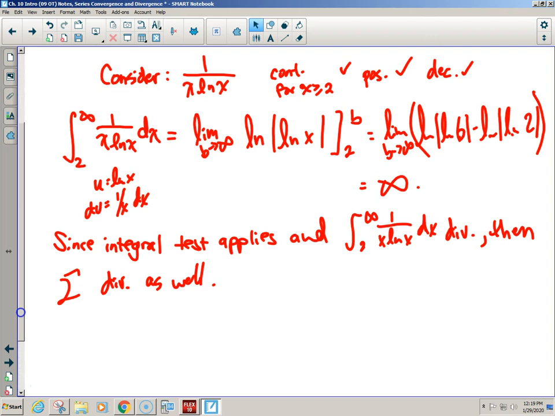We're going to come back to the integral test and the B-series test as soon as we talk about section 9.2.